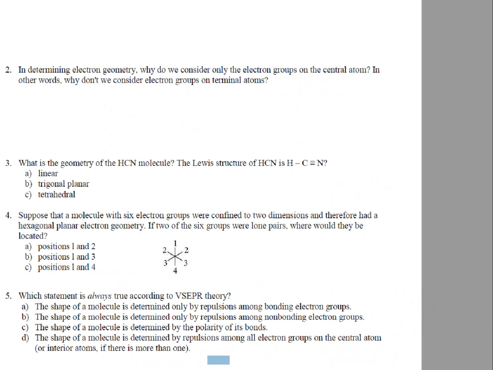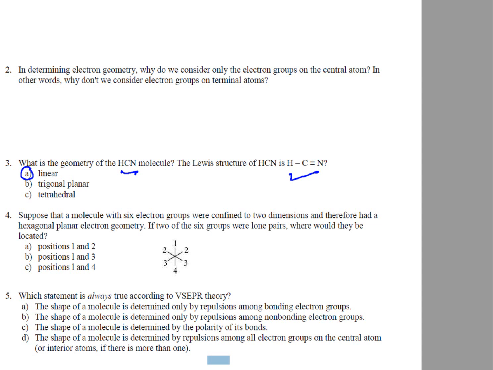Question 3. What is the geometry of the HCN molecule? And he gave you the Lewis structure of HCN. Any molecule made of just 3 atoms, one central and 2 terminal, with no lone pair, will be linear. How can we know whether there is a lone pair or not? Count the number of electrons. Carbon has 4 electrons around it, and you can see that there are 4 bonds around the carbon atom.